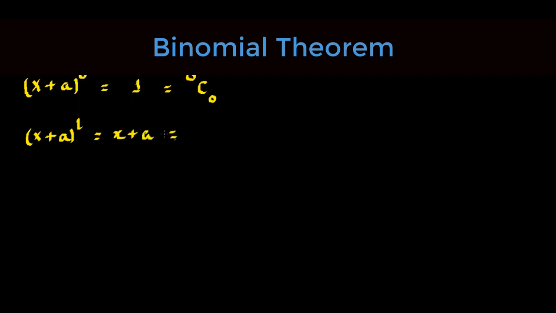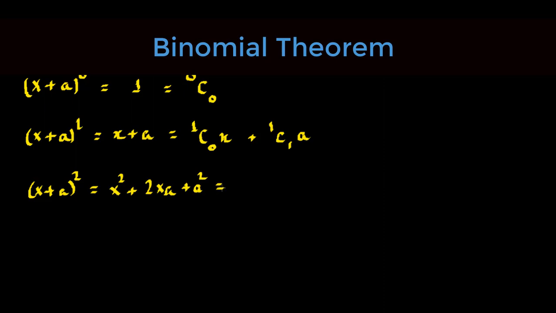Now what we're going to do is, the coefficient of x is 1. Instead of writing here 1, we're going to write here 1c0 x plus 1c1 times a. Right? Then for the next index, x plus a raised to the index 2 will be, remember, x squared plus 2xa plus a squared.